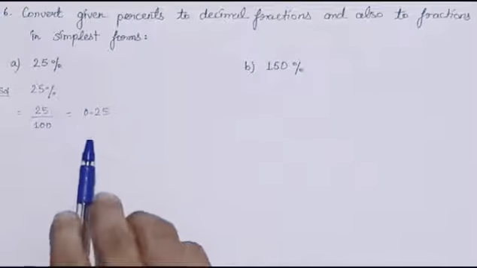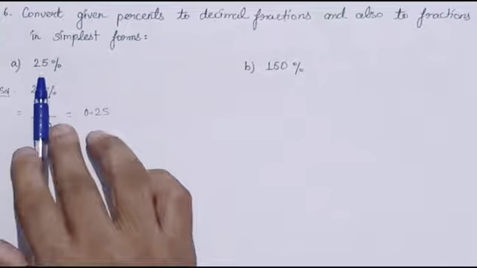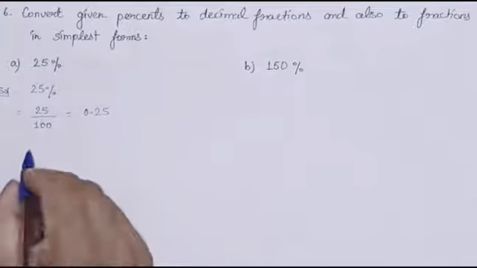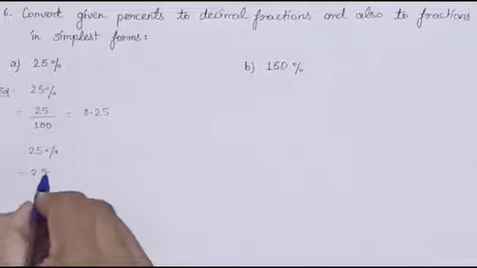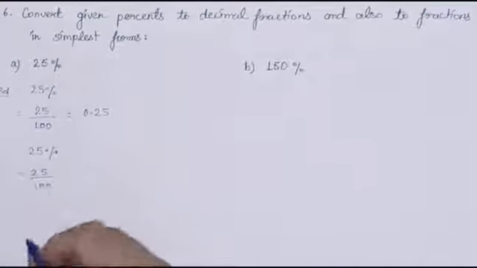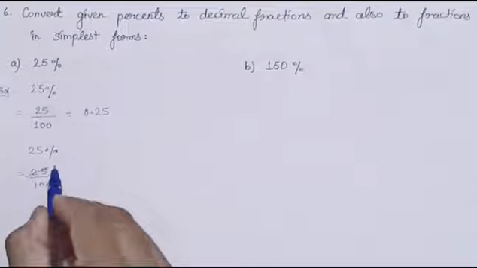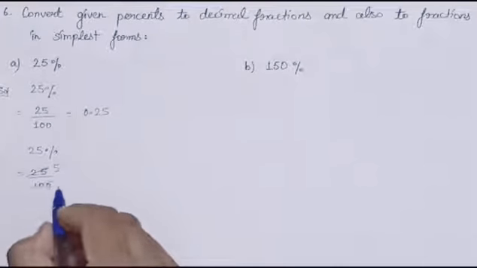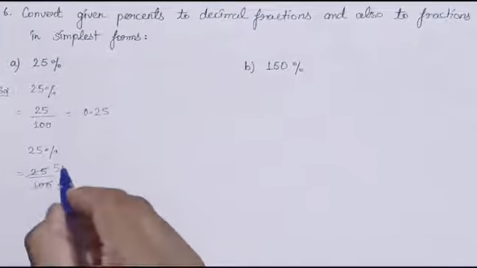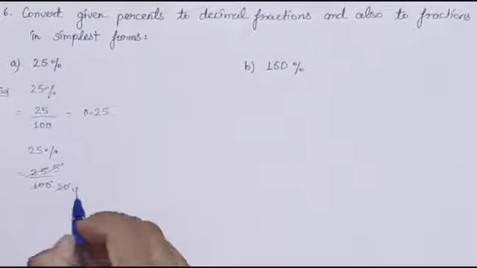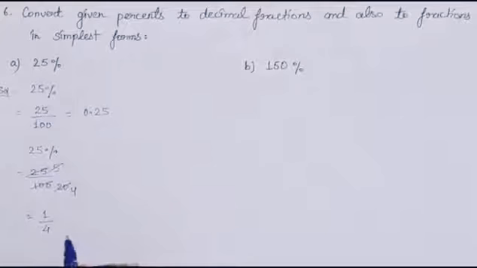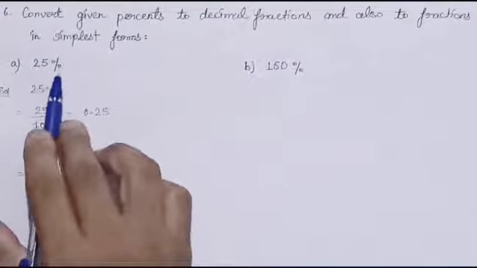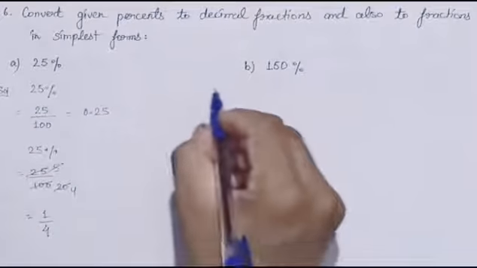Also we have to find the fraction for 25% in simplest form. So again we can write 25% as 25 divided by 100. Now let us simplify it. 5 times 25 and 5 20 times 100. Again 5 4 times 20. So it is equal to 1 by 4. So 1 by 4 is the fraction in simplest form of this given percent. Now let us see the next part.